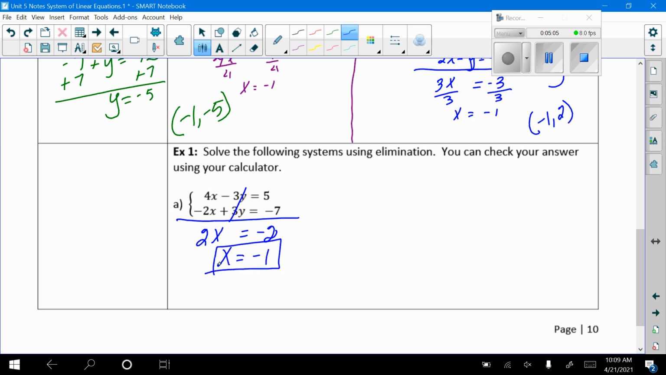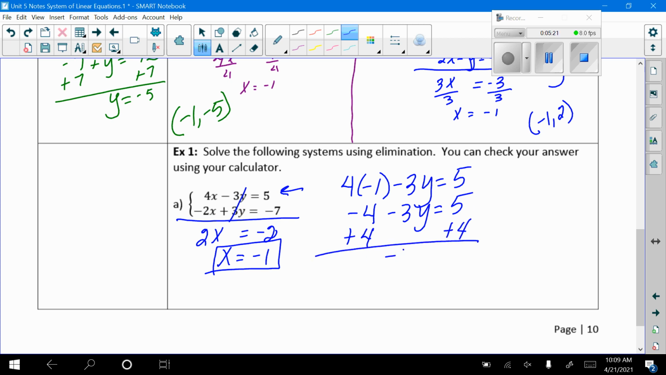Take it and plug it into one of the originals. It does not matter. I'm going to choose the top one. So 4 times negative 1 minus 3y equals 5. So negative 4 minus 3y equals 5. Add 4 to both sides. Negative 3y equals 9. y equals negative 3, because divide by negative 3, divide by negative 3. So my ordered pair is negative 1, negative 3.